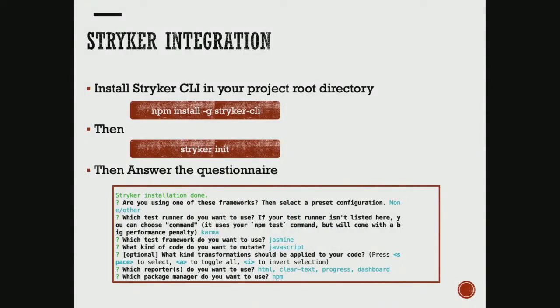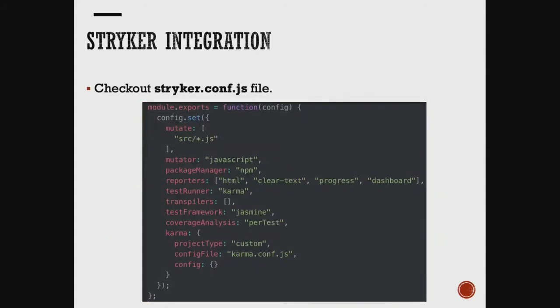And finally, it configures the reporter, and it asks you for the package manager. It can work with npm and yarn. After you do this, this is the configuration file which is generated for you. It has these sections. In the beginning, it has the mutate.